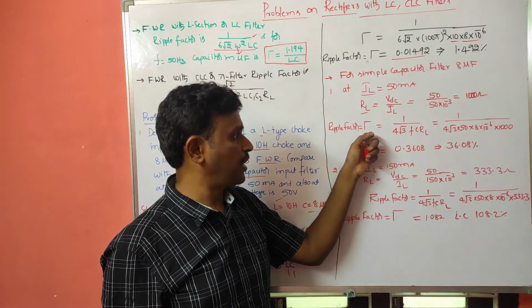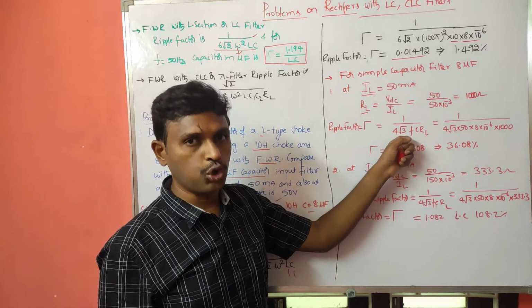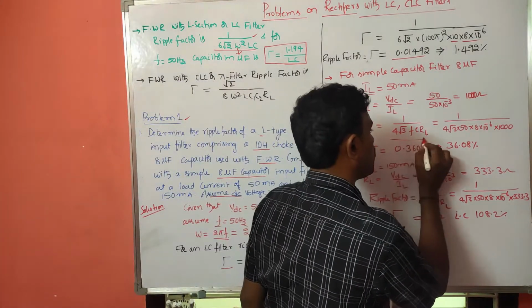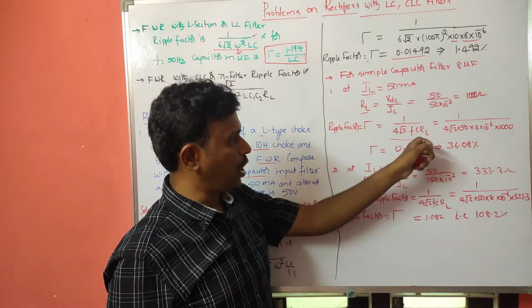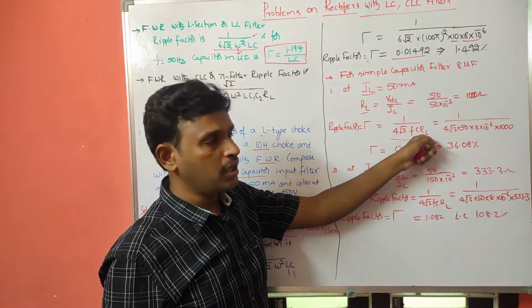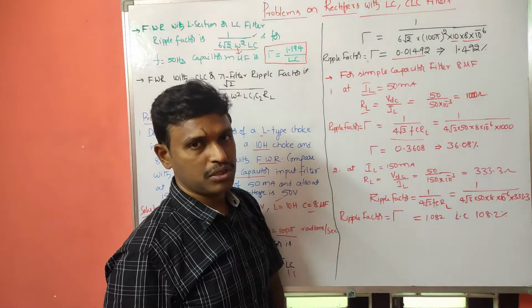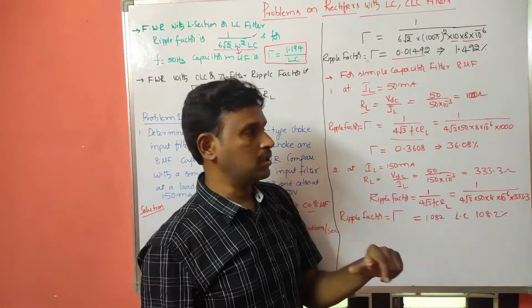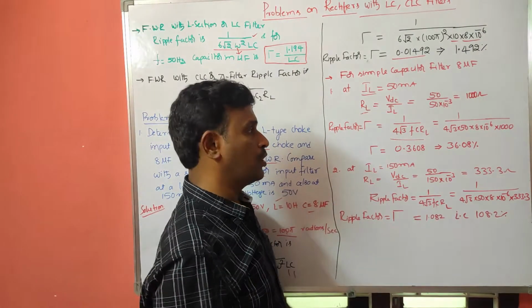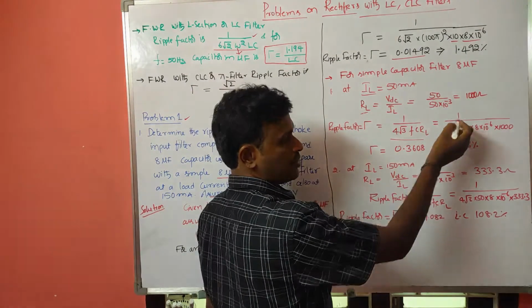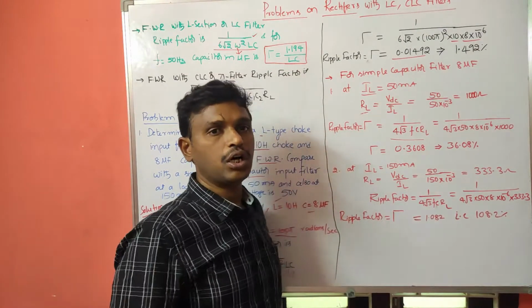So the ripple factor of the simple capacitor filter with capacitance 8 microfarad is, so here the ripple factor is equal to 1 by 4 root 3 FC into RL. So what is this? 1 by 4 root 3 FC into RL. That's why we have here RL included. That's why we have calculated RL. So to calculate this capacitor filter ripple factor, you have to calculate the RL value. So I have calculated RL and I know all these values, so I can substitute here and calculate the ripple factor.